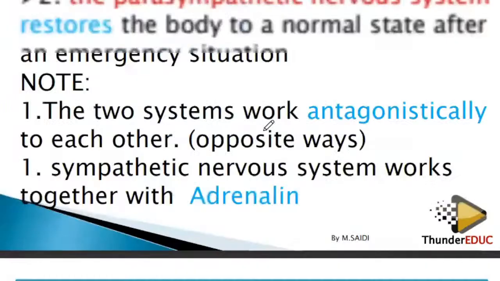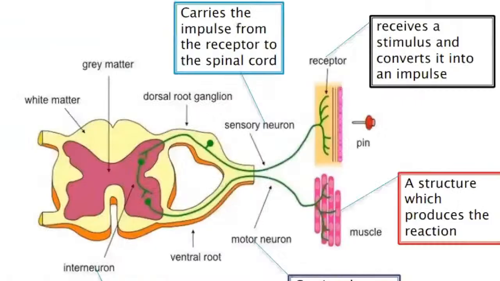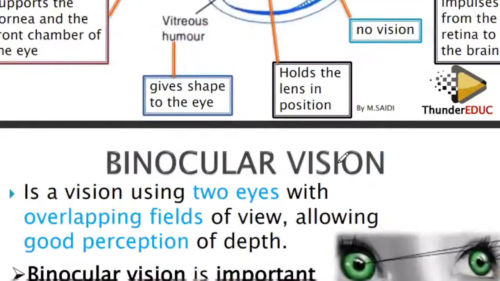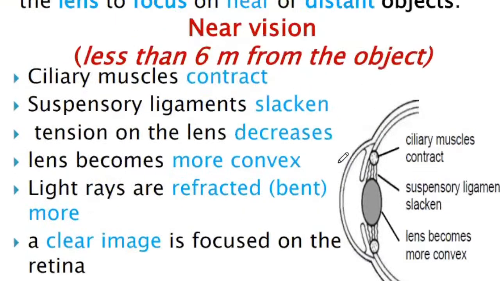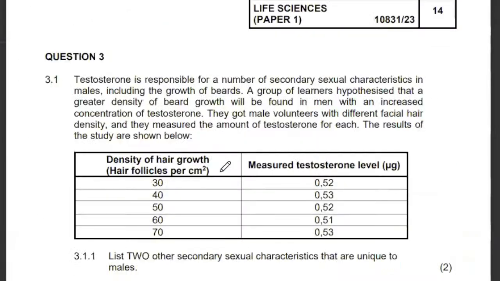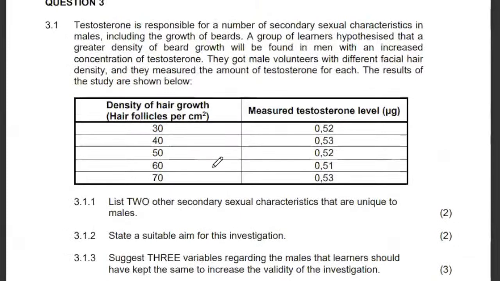So basically, they are looking at this. This is what they are looking for. Nearby objects: ciliary muscles contract, suspensory ligament slackens, the tension on the lens decreases, the lens becomes more convex, the light rays are bent more, meaning that the refracting power of the lens is high, and then a clear image is focused onto the retina. Yes. So you go to question 3, the last 50 marks.